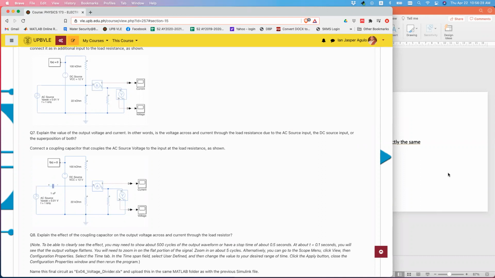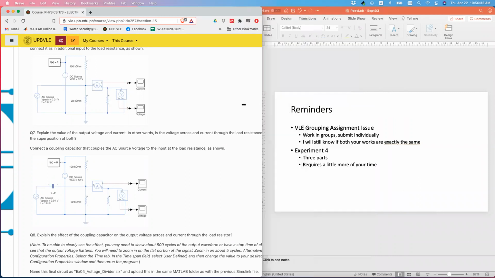Ano yung physical implication ng number 10? So may tanong si Vince. Anong ibig mo sabihin sa physical implication?